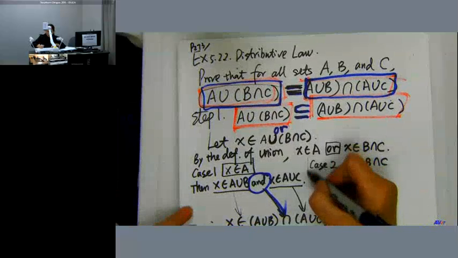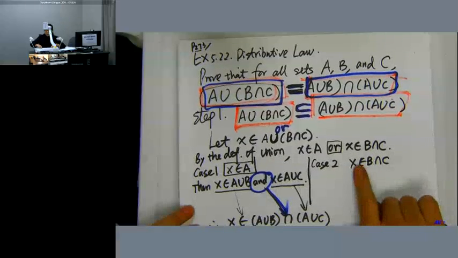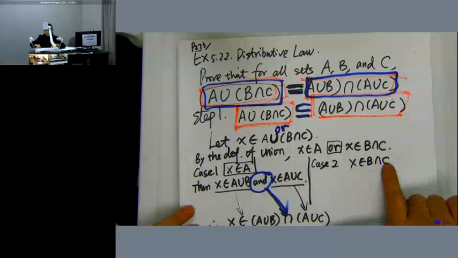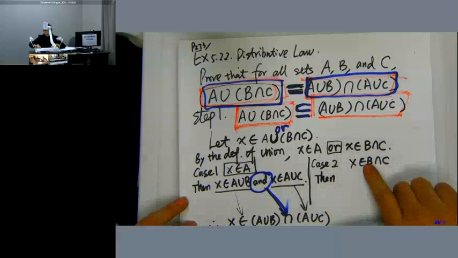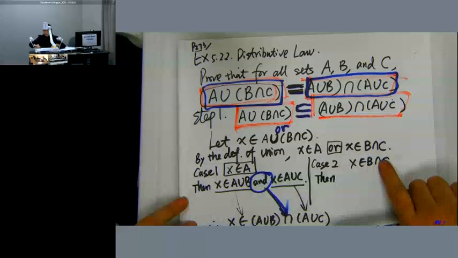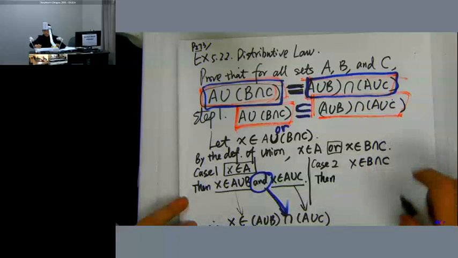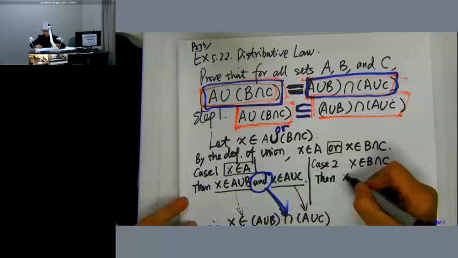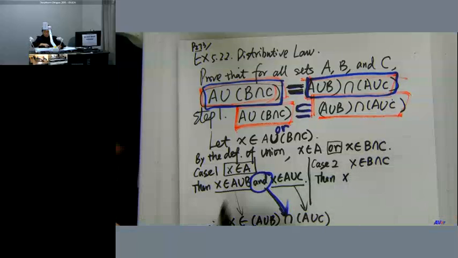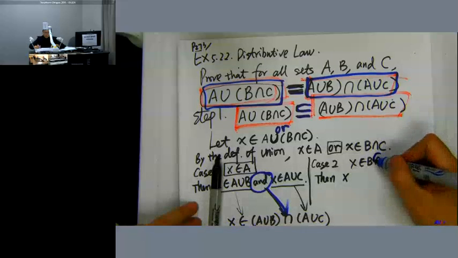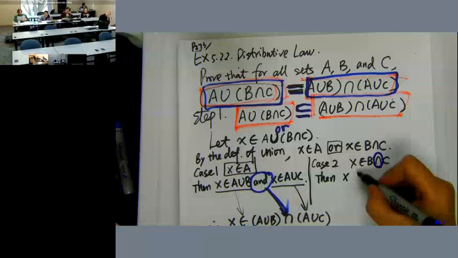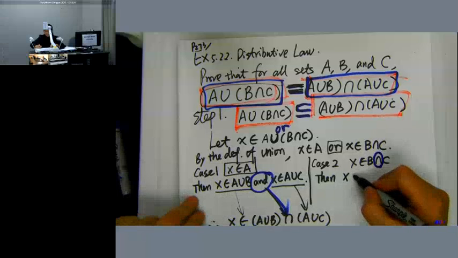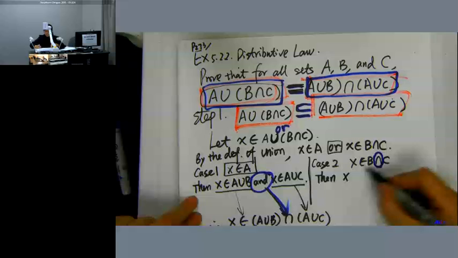So under case 2, I know X is in the intersection of B and C. What conclusion will follow from here? If X is in the intersection, by the definition of intersection, X is in what? Change the symbol to the English word. What's the English word for that? And. So can you change that? What does this mean?